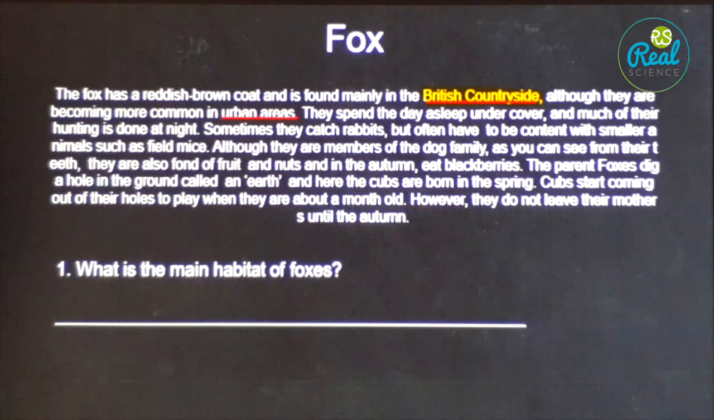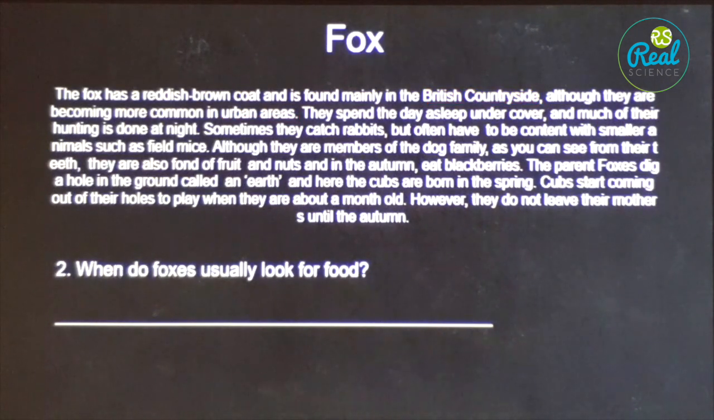My answer was correct. If you say urban areas, maybe the examiner will accept you because in this type you may have more than one correct answer. But as the question asks for the main habitat, the place they live, not where they are commonly seen or becoming common, that place is the British countryside.